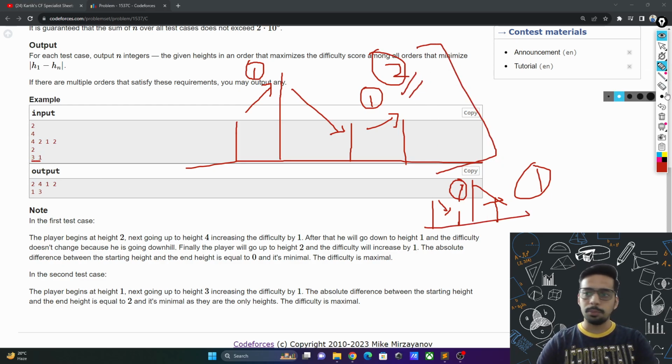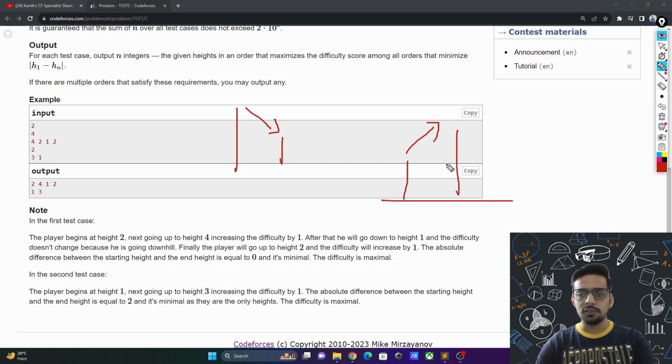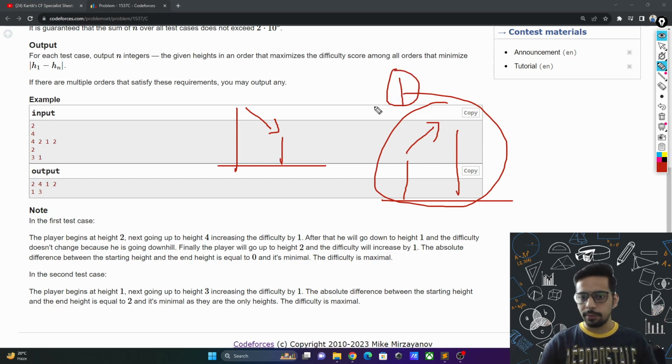Similarly, for the last example, the hills are 3 and 1. This is a downhill movement, but if you keep it like this, it is uphill. And in both cases, the absolute difference between the heights is 2. So this is a better answer. So that's the problem statement.